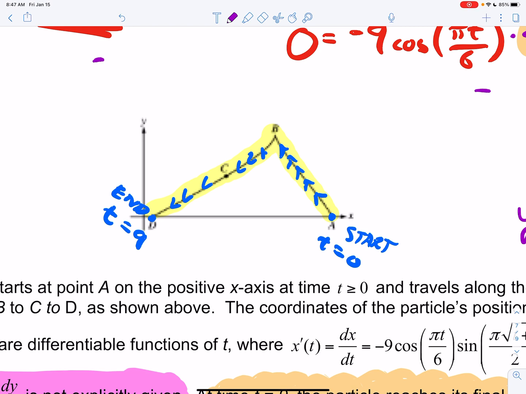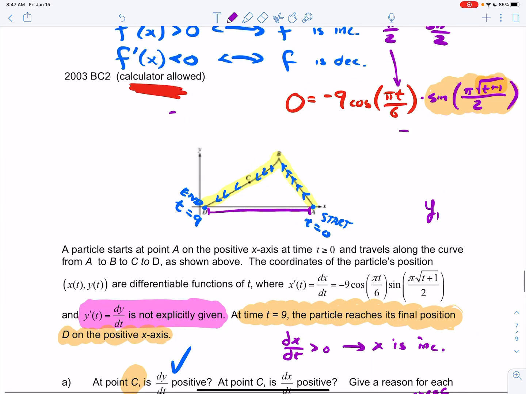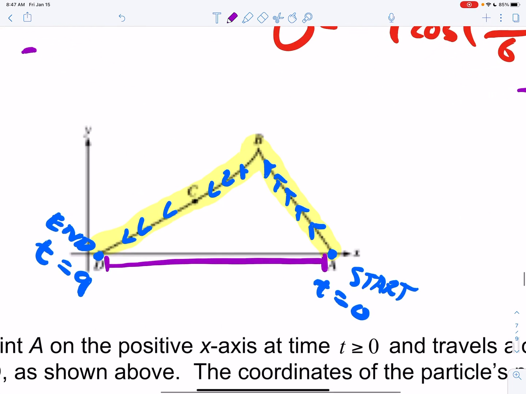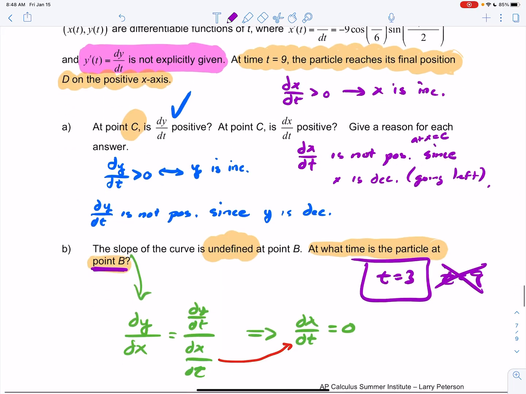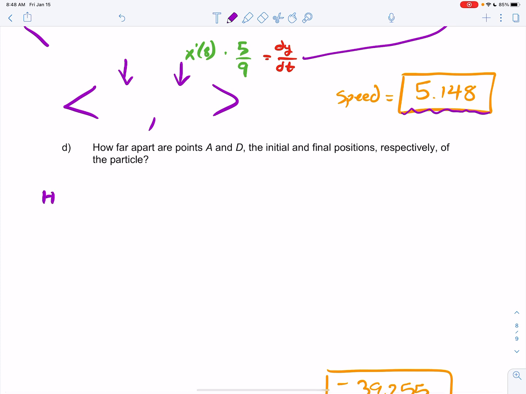To find out how far you are from point A to point D, that's really just a horizontal distance, right? I should say horizontal displacement. Notice how they don't really care about the path that you took. They're just asking how far were you from where you started to where you ended? So that's code for horizontal displacement. And it's not vertical because there is no vertical movement.